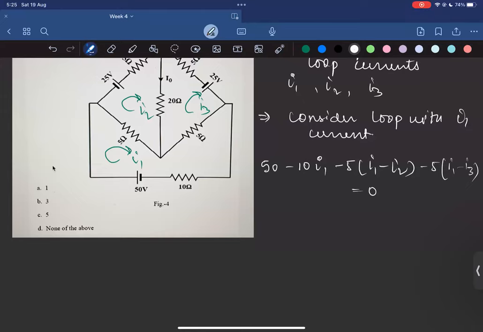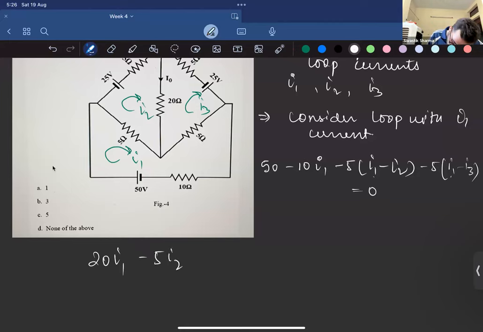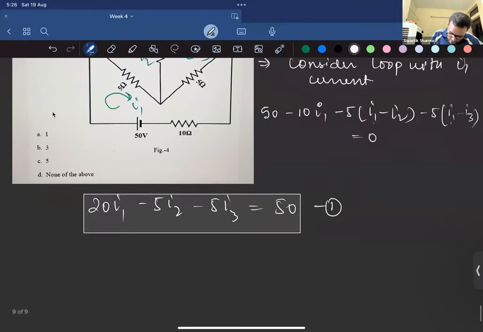Yeah, so let's move ahead and simplify this equation a bit. There's this I1 and this I1, so in total 20 I1, and then positive 5 I2, so it would be negative 5 I2, negative 5 I3, equal to 50. So this is the first equation.